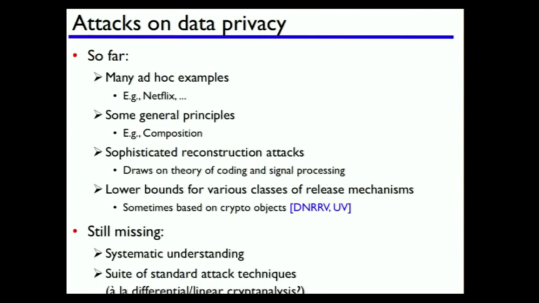But by and large, we still don't have anything like a systematic understanding of what kinds of attacks are possible. There's no clean taxonomy or anything like that. And there's certainly nothing close to a suite of standard attack techniques the way we have, say, for the design of block ciphers. And I think this is something the crypto community could help with.